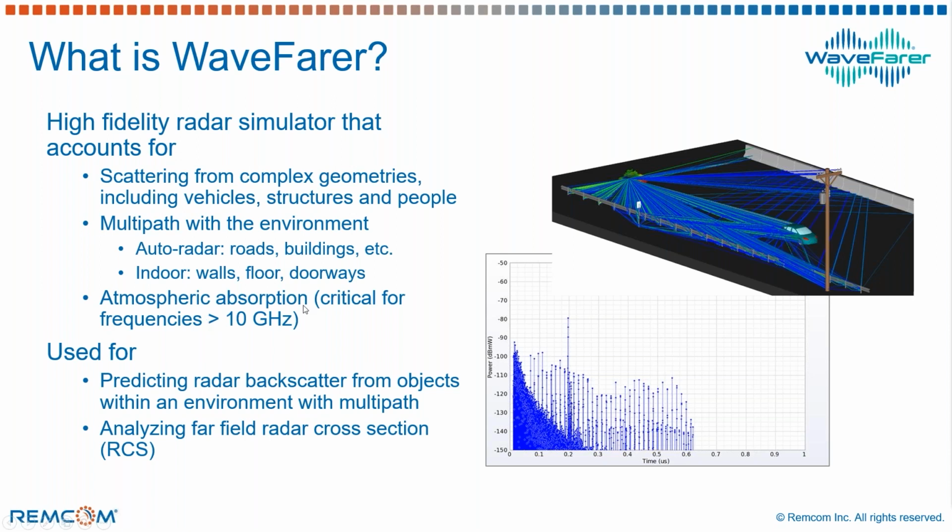Atmospheric absorption was a key thing that has been added to allow us to go up into the millimeter waves, and this becomes very important as we get up above X-band frequencies. The uses for WaveFarer include predicting radar backscatter from objects in an environment, like the scene shown here. And it can also be used for analyzing far-field radar cross-section of detailed structures, such as aircraft or vehicles.